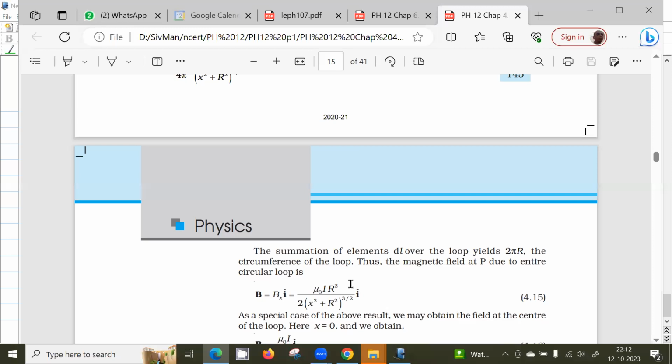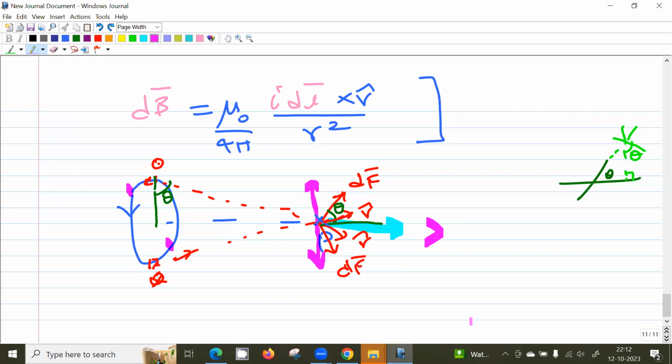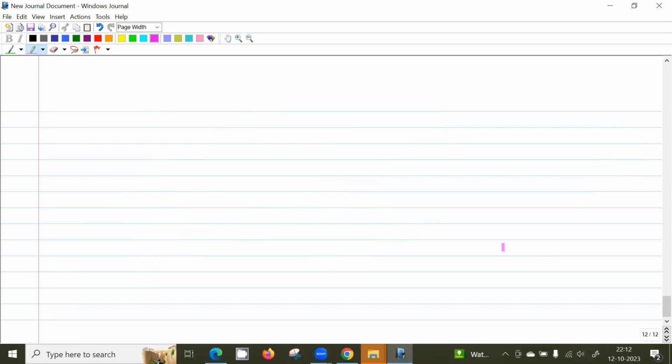And for an electric dipole placed in a uniform electric field, the expression for torque, what is torque? P cross E. Okay, so that derivation you have to know. The torque on a dipole in an external uniform electric field is P cross E. This is there in the book.